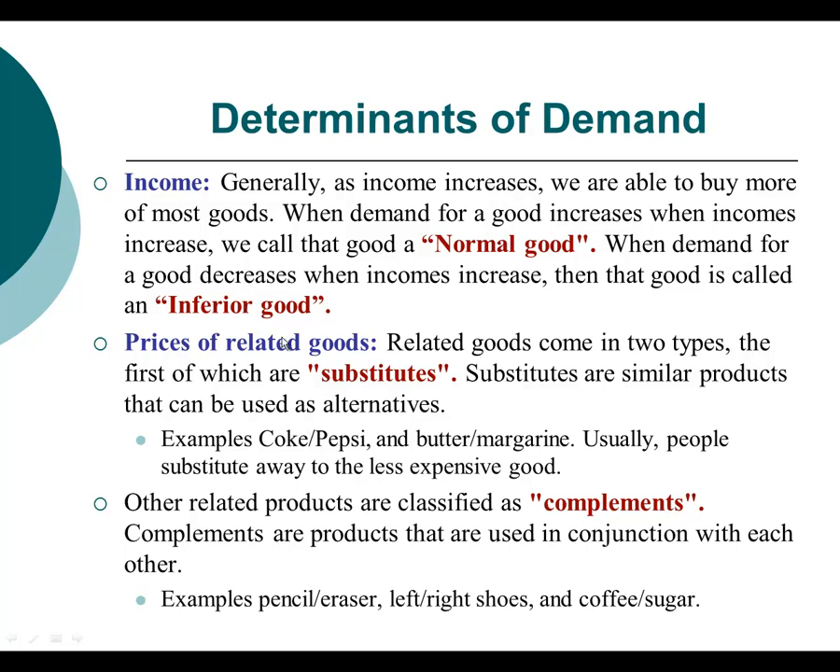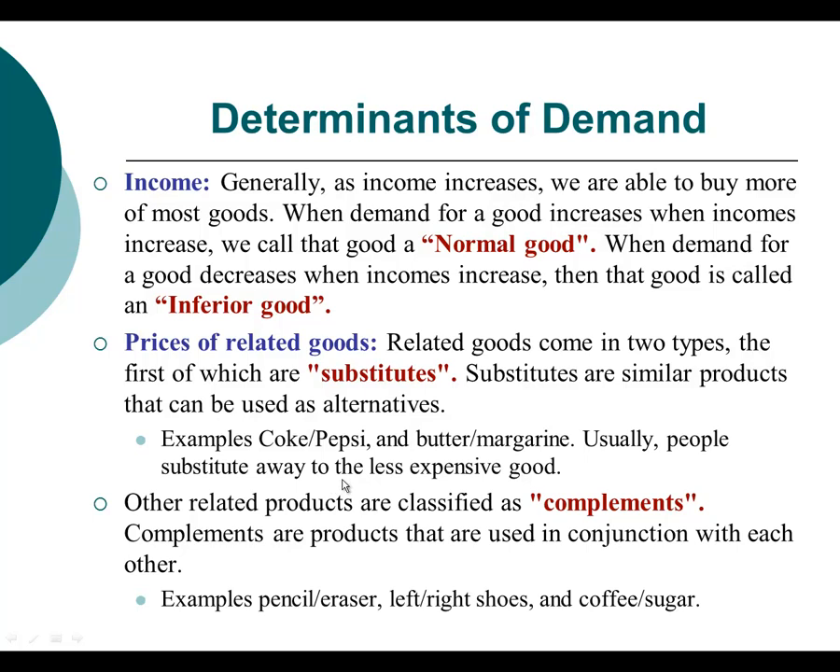Prices of related goods. Related goods come in two types. The first of which are substitutes. Substitutes are similar products that can be used as alternatives. Example, Coke and Pepsi, and butter and margarine. Usually people substitute away to the less expensive good.